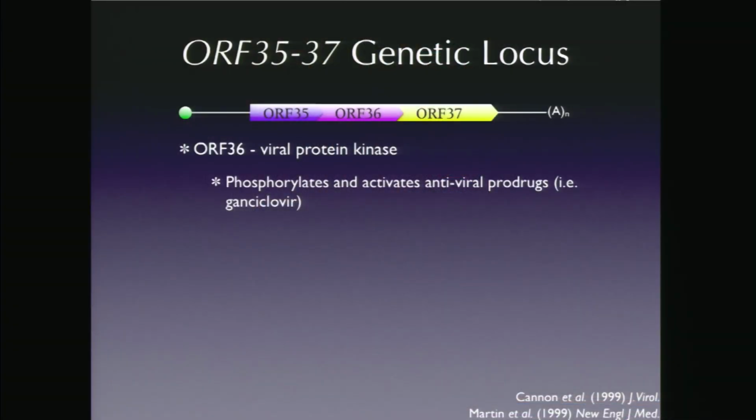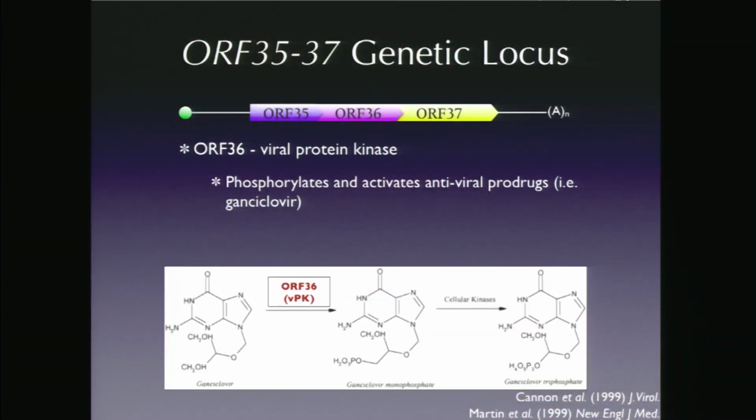We were interested in this just from a basic gene expression standpoint. We were also interested because ORF36 encodes the viral protein kinase. This is a protein which is known to phosphorylate and activate antiviral prodrugs such as ganciclovir. This creates a monophosphate intermediate, and then cellular kinases finish the job, creating an active drug. And importantly, treatment of patients with ganciclovir delays the onset of Kaposi sarcoma.